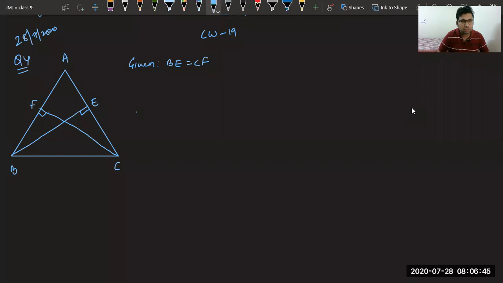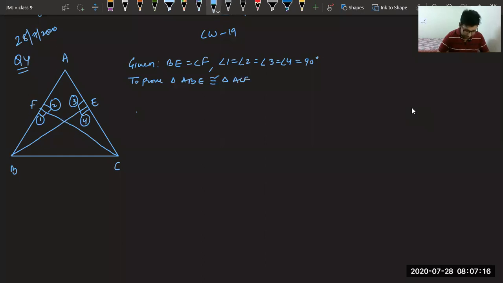Second thing we know is that these angles are 90 degrees because it is an altitude. So we can say angle 1 equal to angle 2 equal to angle 3 equal to angle 4 is equal to 90 degrees. That we have seen. Now show that triangle ABE is congruent to triangle ACF. And second part, AB equal to AC. Or indirectly they want us to prove the triangle is isosceles, not given to us.